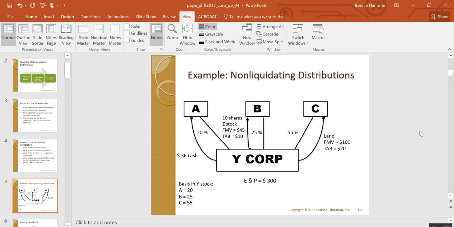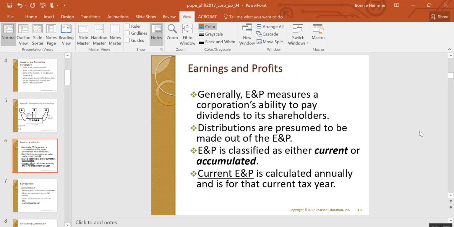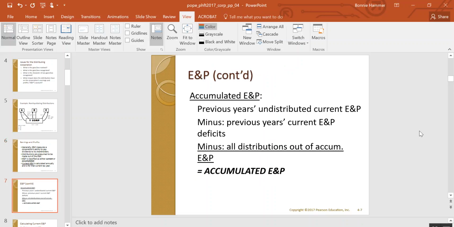Here's an example here, which I'm not going to go through right now. So we talked about this. You do calculate current E&P annually, and E&P is calculated as of, and looked at as of, the end of the year, as I said, without regard to any distributions made, when you're trying to determine what portion of those distributions are going to be considered a dividend.